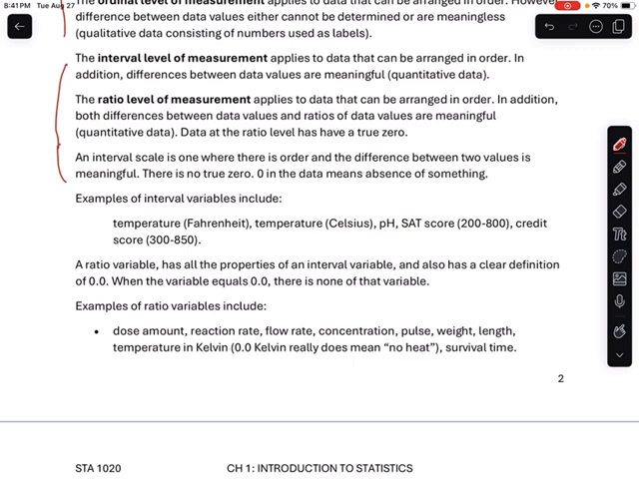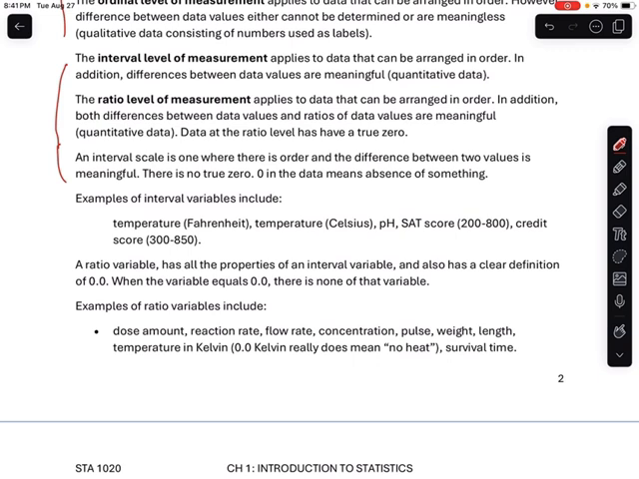What about ratio? If we divide 20 by 15, we'll end up getting 4/3. What is that indicating? Basically, it's indicating that the elder person's age is 4/3 of the younger person's age. So ratio also makes sense. Another thing that we should be able to talk about in ratio and interval level is the zero.